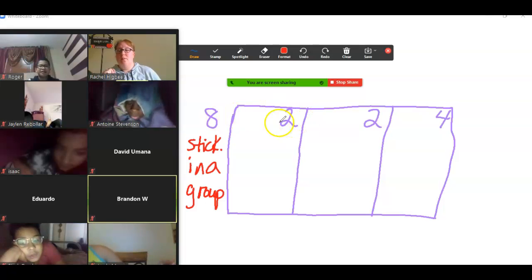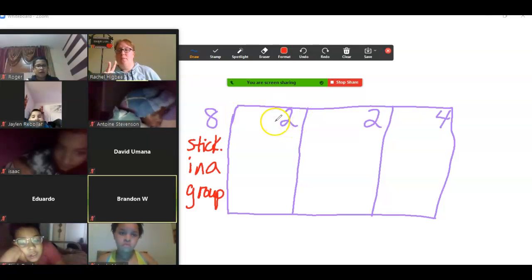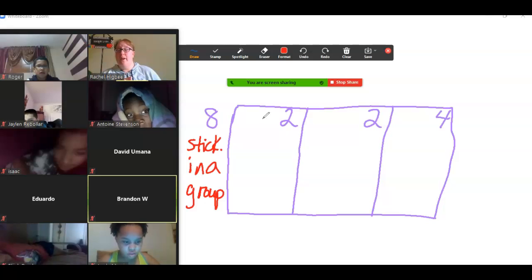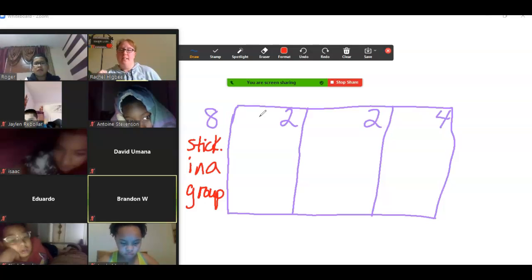I can. I have 2 stickers. How can I make a group of 8? Okay, so yes, listen to how I'm saying that. If I say it the other way around, if I have 8 stickers and I'm making groups of 2, absolutely I can do that, right? But that's not what I asked, okay?